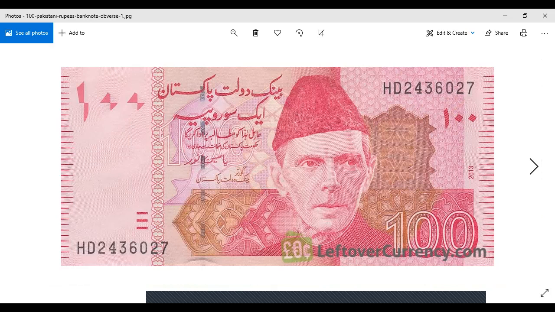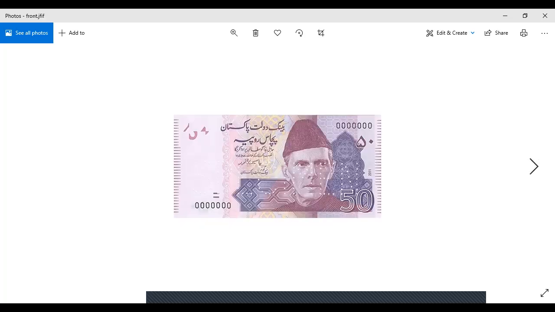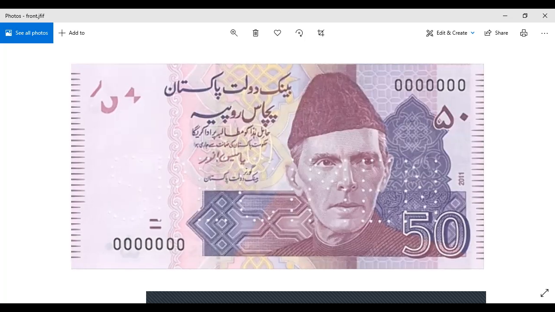Okay, then we have this 100 rupees note, and this is the red note. This is a very famous note. People call it the red note. Again, the number is different. Okay, let's look at this 50 rupees note. This is a very cute purplish color, a plum color you can call it, and see the number is 00000.